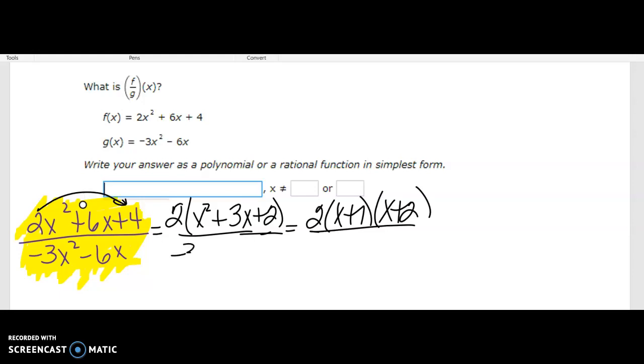On the bottom, we can take out a negative 3x because 3 goes into 6 and 3, and there's an x and everything. So if I divide by negative 3x, I'm left with an x plus 2. Oh, good. I'm glad I didn't waste my time.